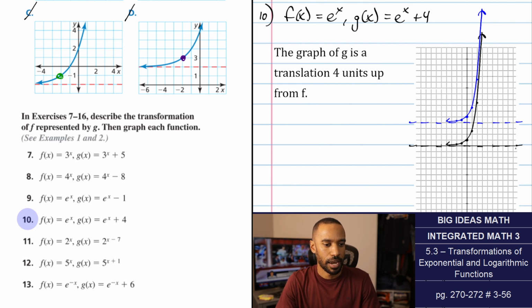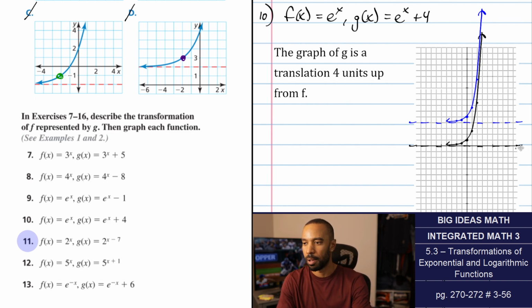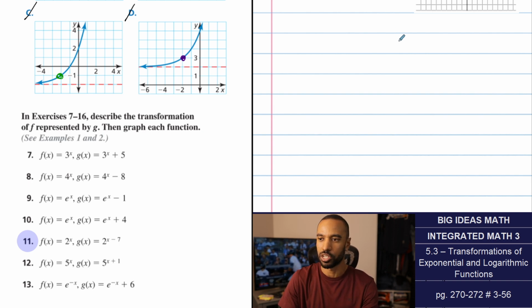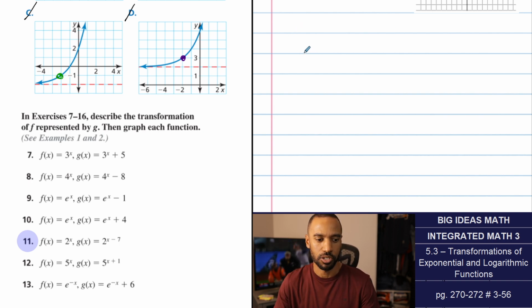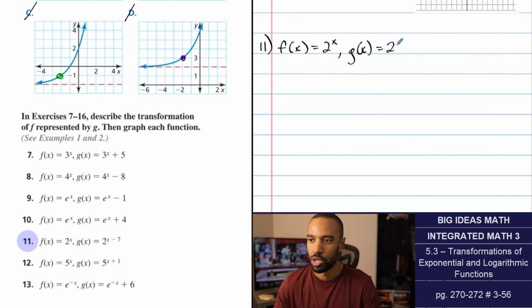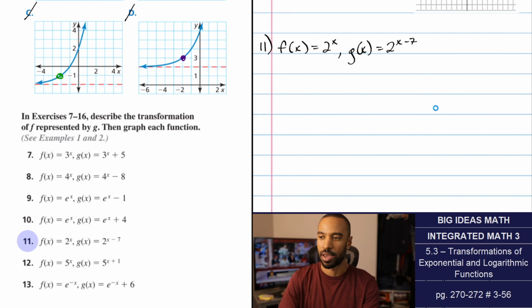Numbers 11, 12, and 13. Actually, this goes all the way to number 16. It's just on the next side of things. So we have a few more graphs to do for sure. But these ones are now looking to be horizontal translations, even a couple of reflections here and there. So get ready. Number 11 is f of x equals 2 to the x power. One of my favorites because you can actually plot some more points on this. And g of x, I'm going to kind of restart everything with respect to graphing that on my own. 2 to the x minus 7.